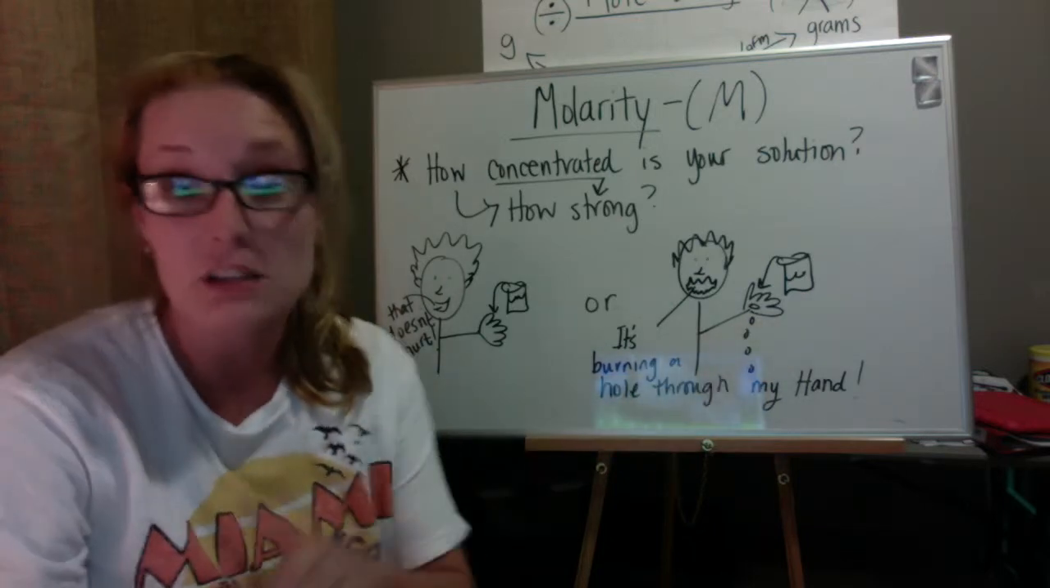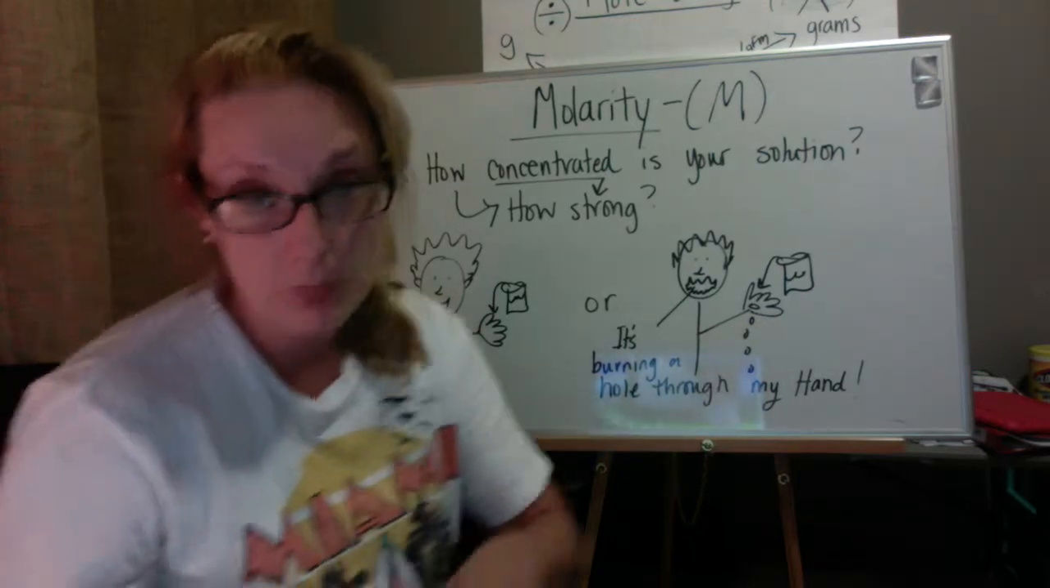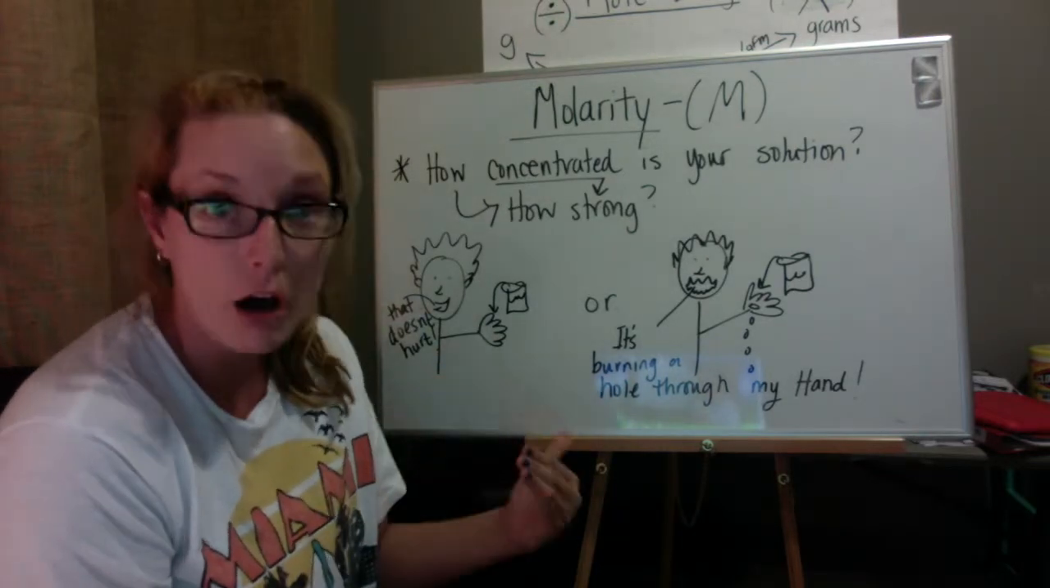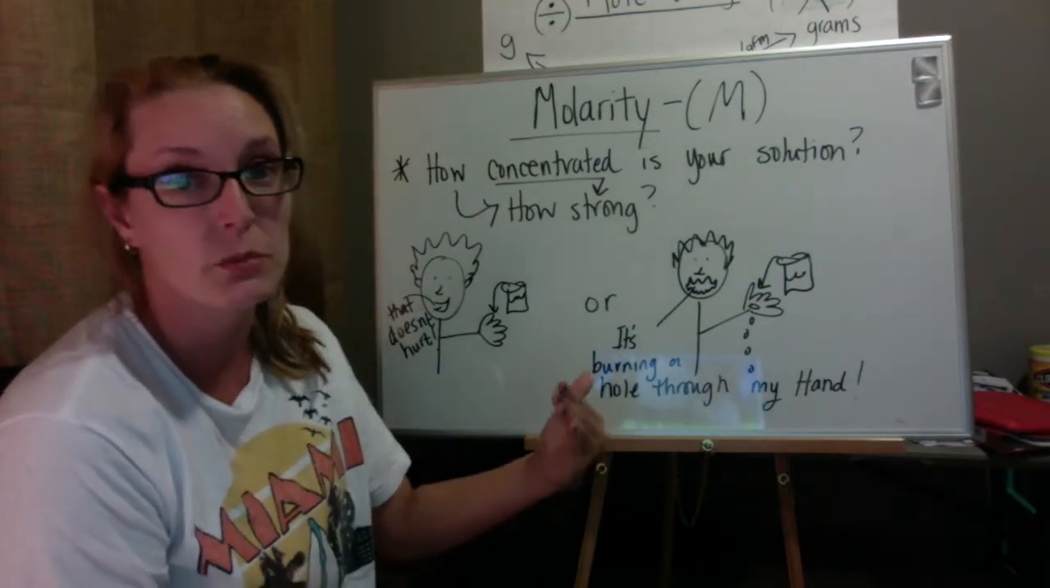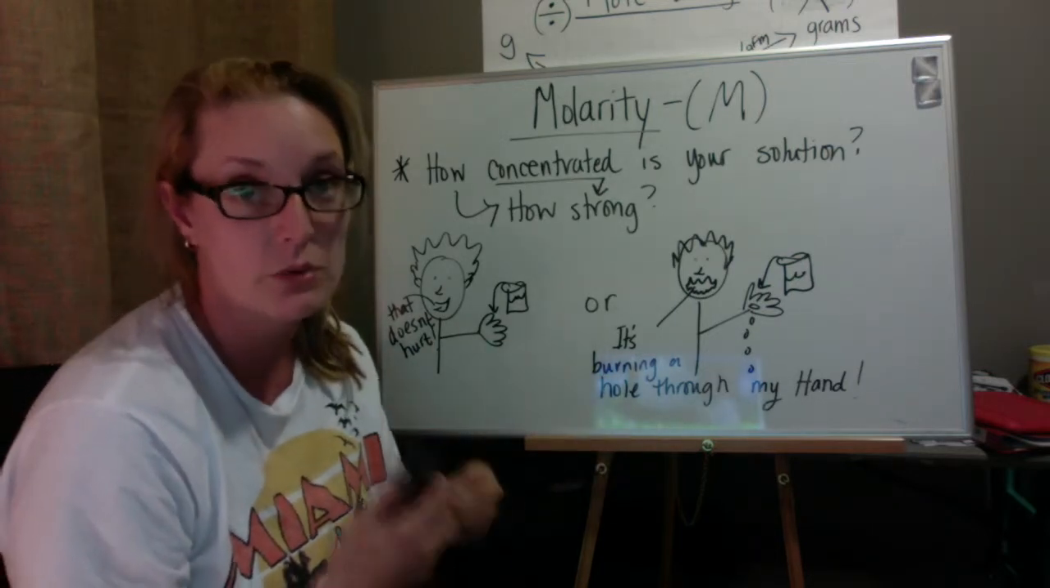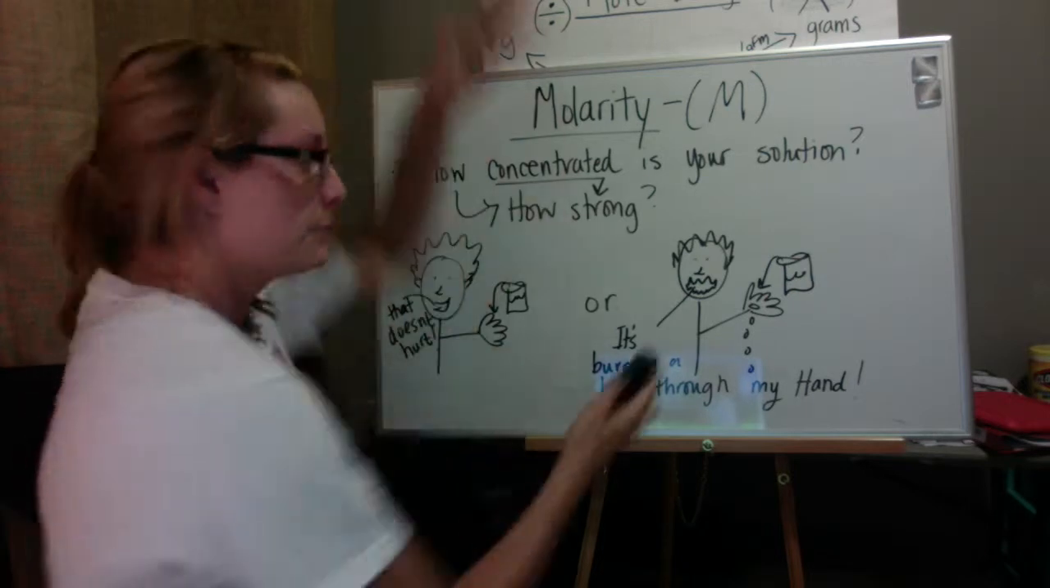Okay, so let's talk about an actual problem that involves molarity, because what we have to be able to do in chemistry is solve for concentration. We need to be able to know if we're mixing stuff together, how concentrated would that solution that we're making be.